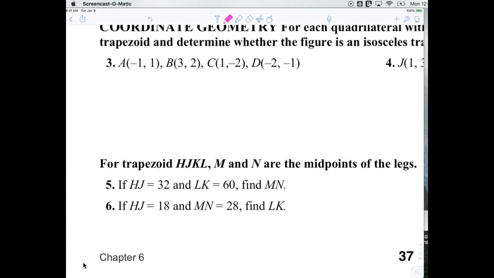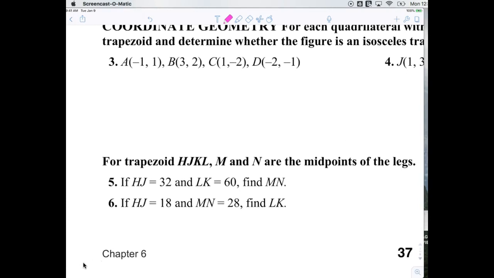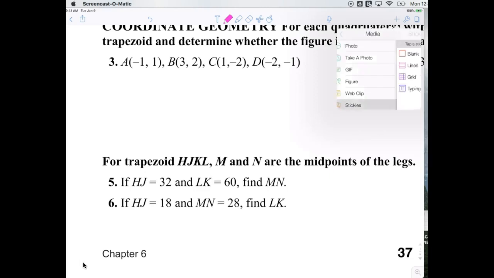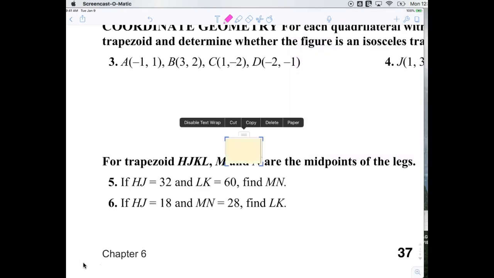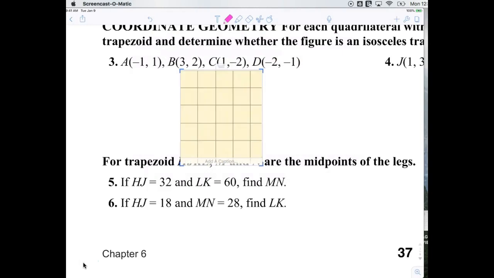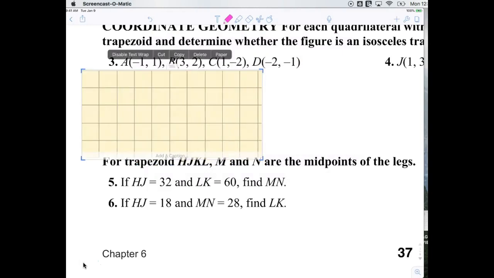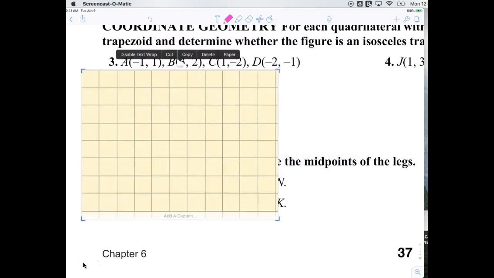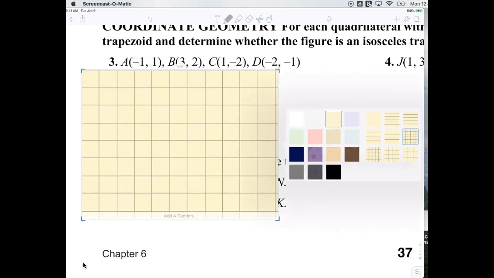So if we were going to graph this real quick, all right, let's go ahead and do that. Here we go. Oh. What was it you made? Mm-hmm.